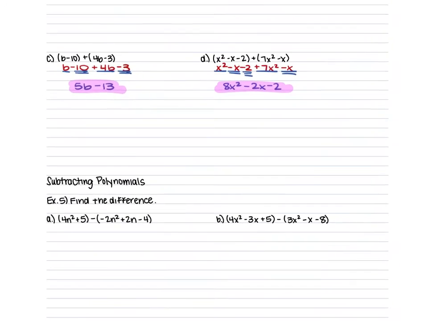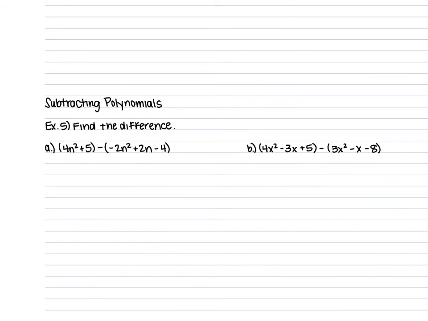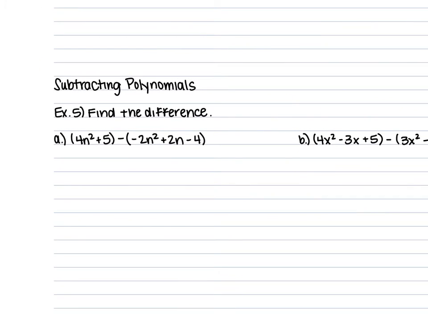For our next set of examples, we are finding the difference of these polynomials, so we're subtracting. When we subtract two or more polynomials from each other, we need to make sure that we distribute that negative into the set of parentheses. So if we look at example A, we have 4n squared plus 5 minus parentheses negative 2n squared plus 2n minus 4, close parentheses. So we're going to start this one by distributing the negative into the second set of parentheses, which is going to change the sign on each of those terms.